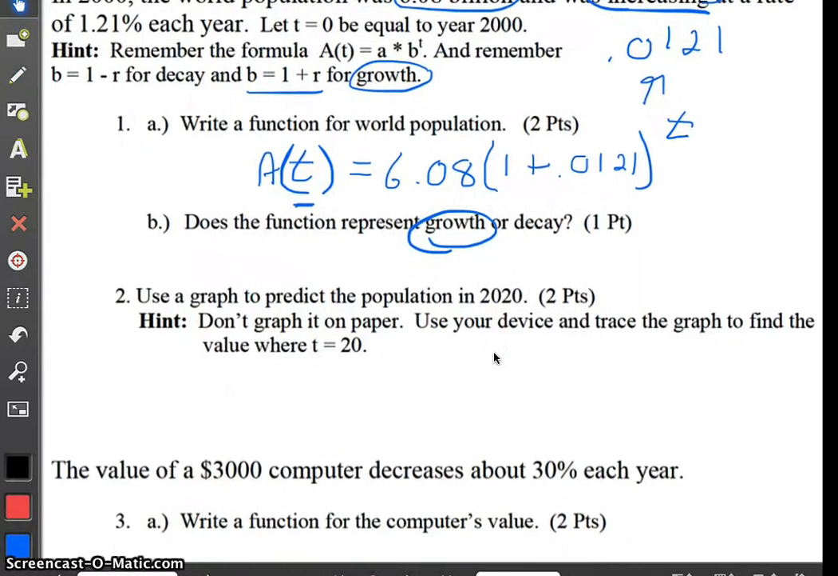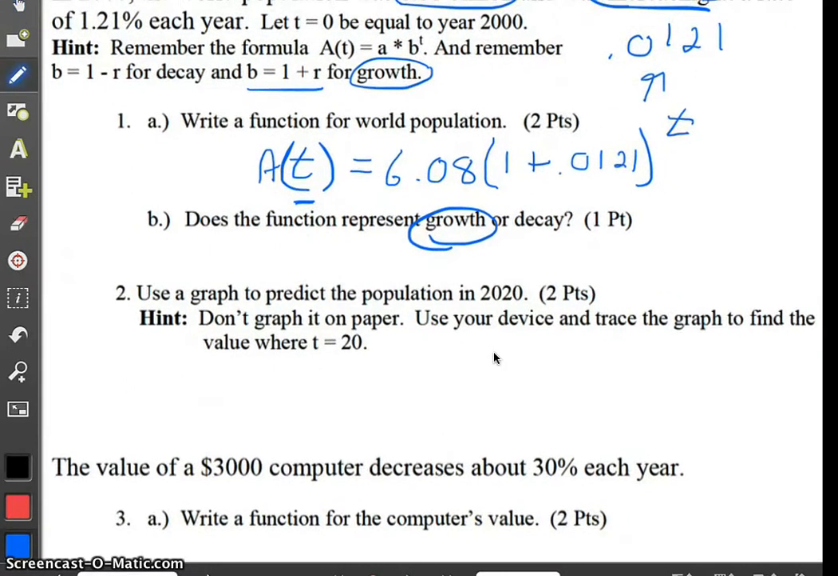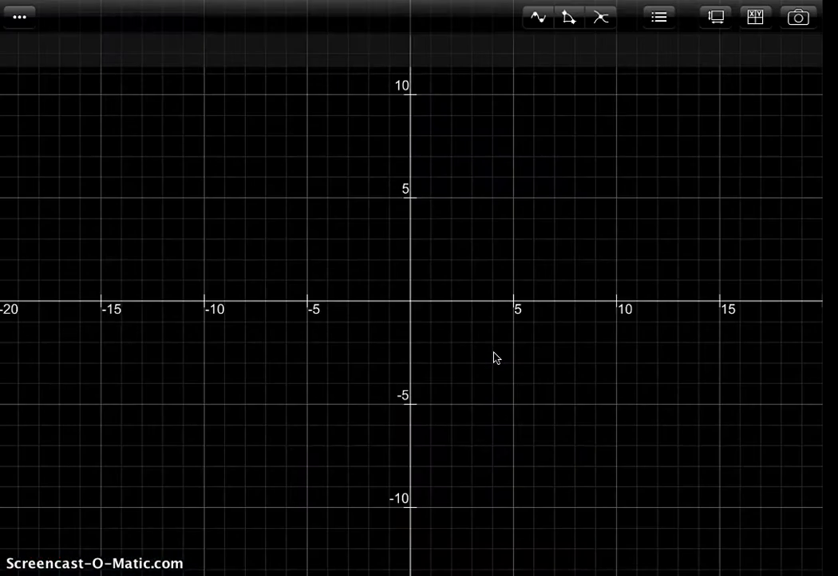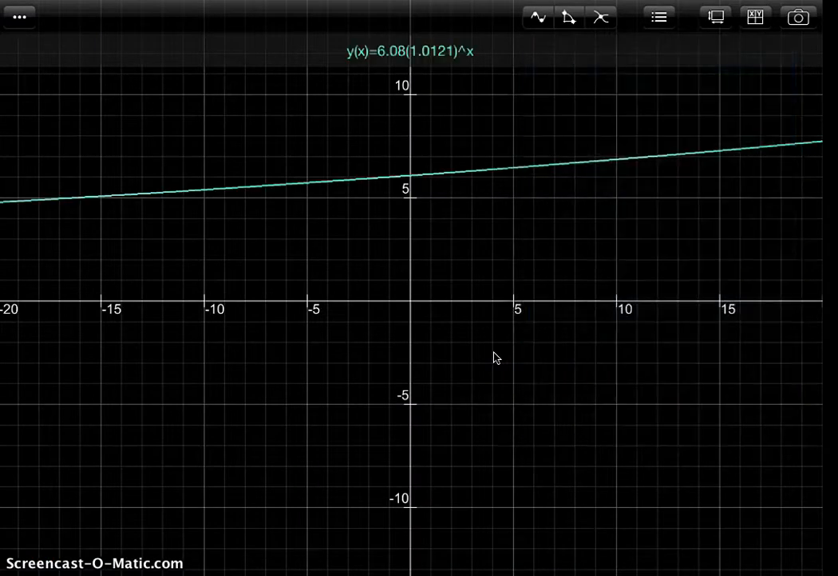Now let's go to number 2. It says use a graph to predict the population in 2020. Here's what we're going to do. I'm going to take this function and simplify it a little bit. So A of t is equal to 6.08 times 1.0121 raised to the t power. I've entered that in a calculator here, so we're going to launch this, and here's what my function looks like.